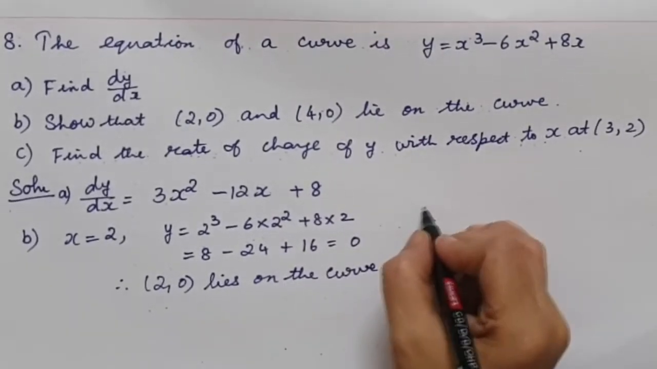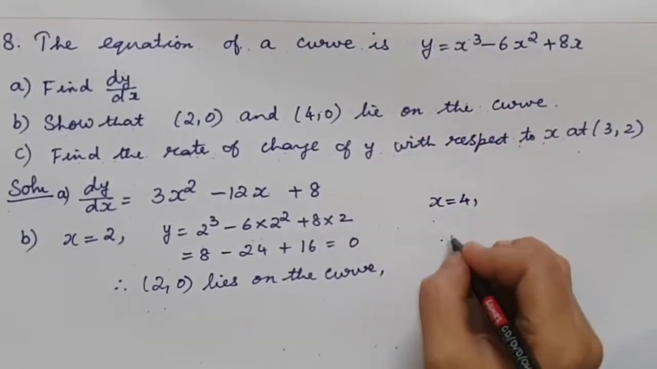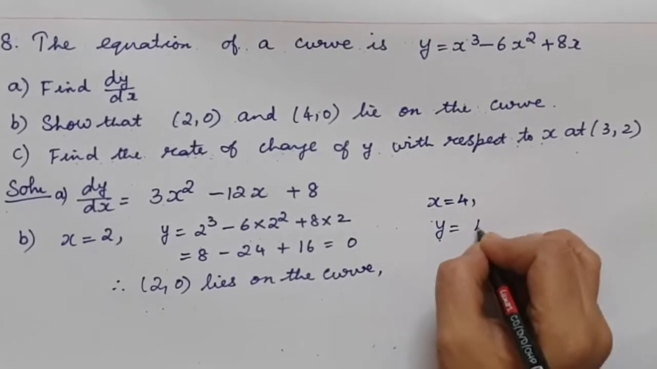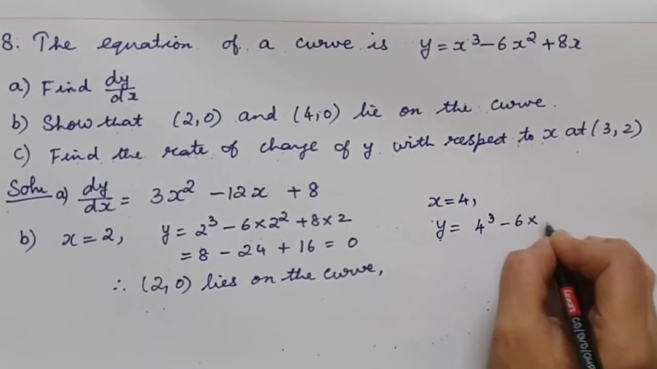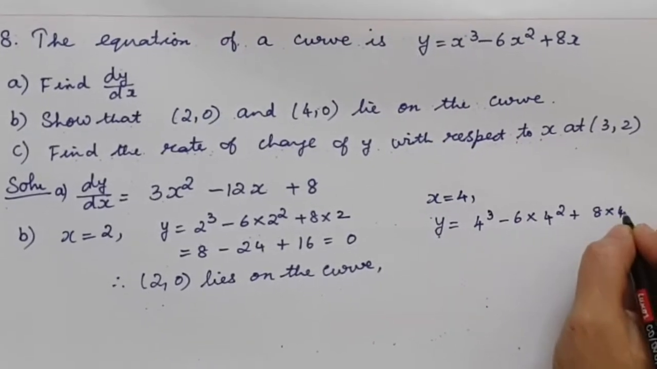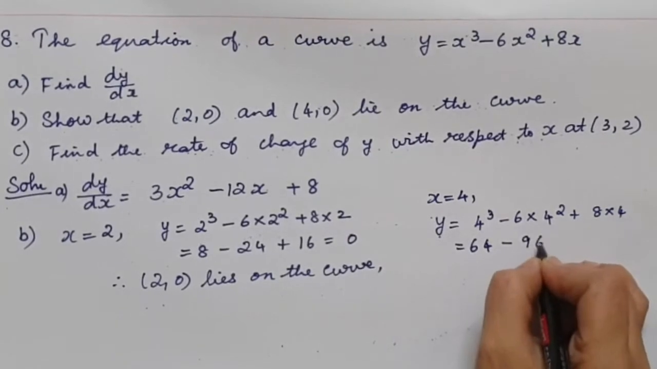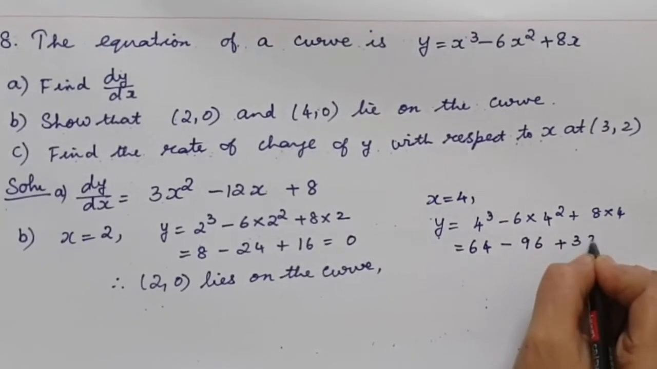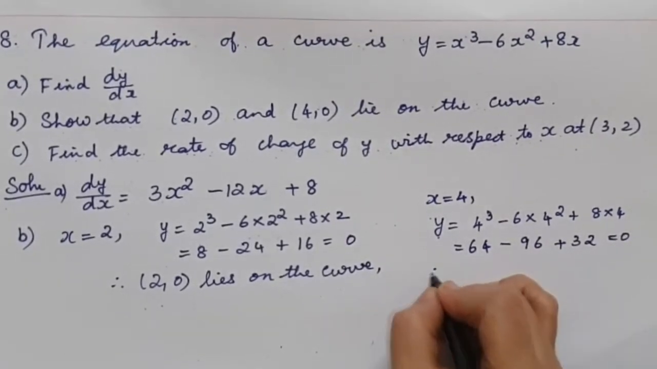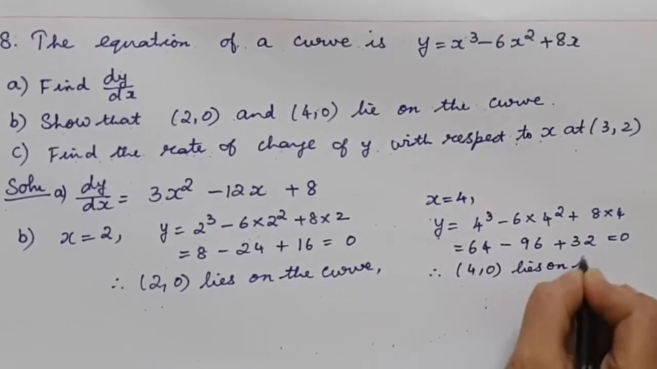In the same way, let us find for x equal to 4. Now again we'll substitute it in y. y will be equal to 4 cube minus 6 into 4 square plus 8 into 4. So when we simplify it, it is 64 minus 96 plus 32. That is also 0. Therefore, (4, 0) also lies on the curve.